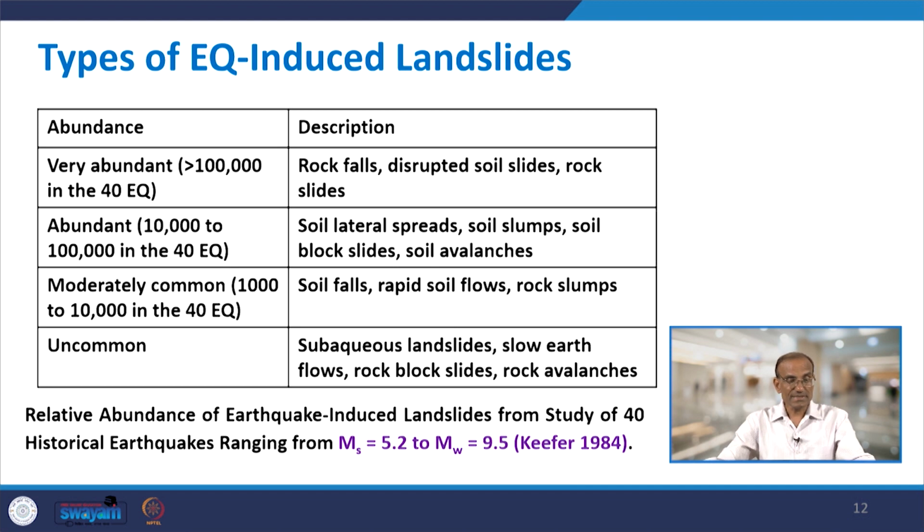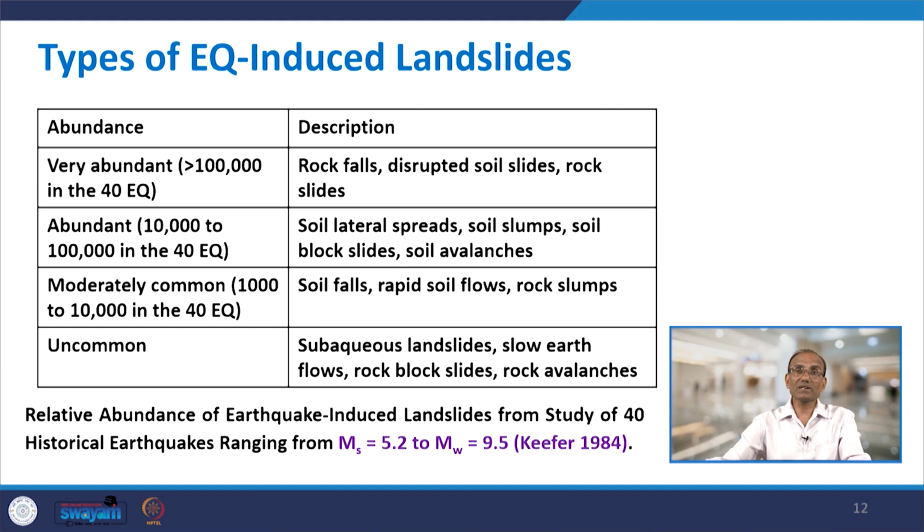The first column gives the frequency of abundance, and the second column gives the description. For example, very abundant slides means those happening in the last 40 earthquakes more than 1 lakh. These are rock falls, disturbed soil slides and rock slides, so their frequency is very high. Abundant is categorized as between 10,000 and 1 lakh in the last 40 earthquakes, and in this category are soil lateral spread, soil slump, and soil block slides.